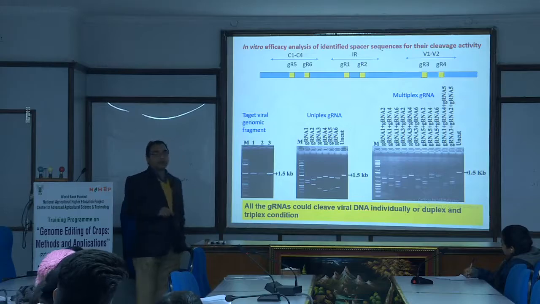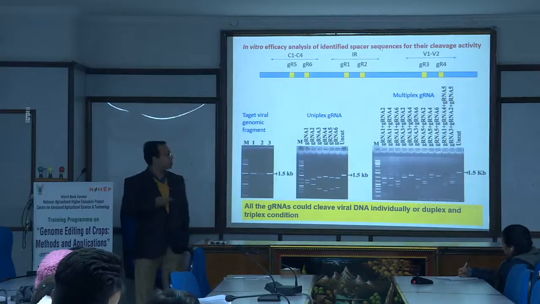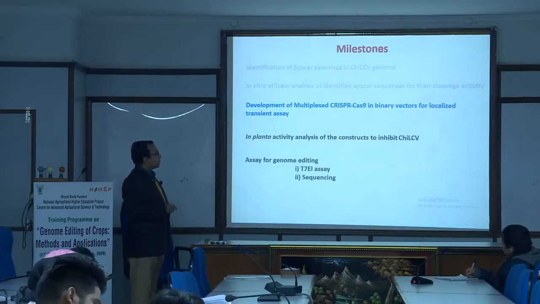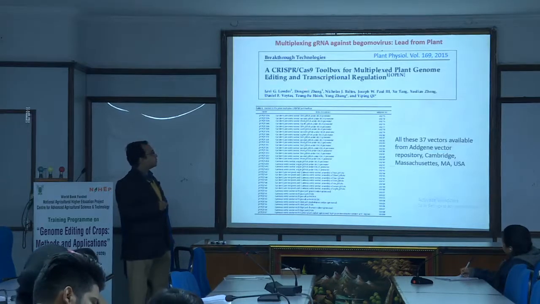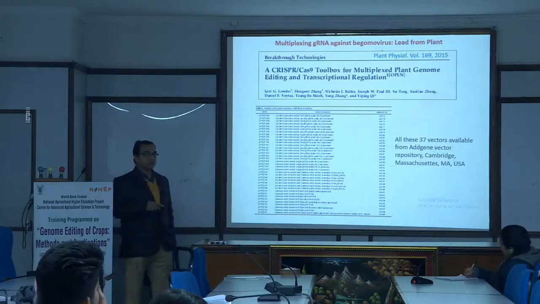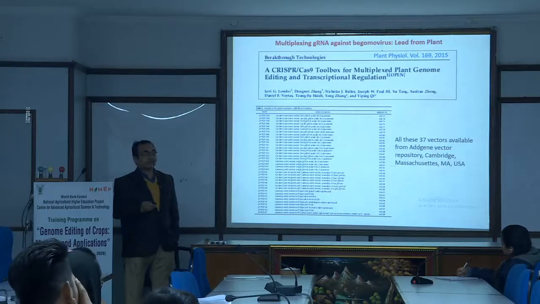When we found that, we thought that we would go with all these 6 spacer sequences to develop the in planta expressing construct. That is, development of the multiplex CRISPR-Cas9 construct in a binary vector for localized transient assay. For that, as I have shown you, we followed this paper, where 37 vectors are available. We took those vectors from Addgene and developed the construct as I have shown you in the practical.